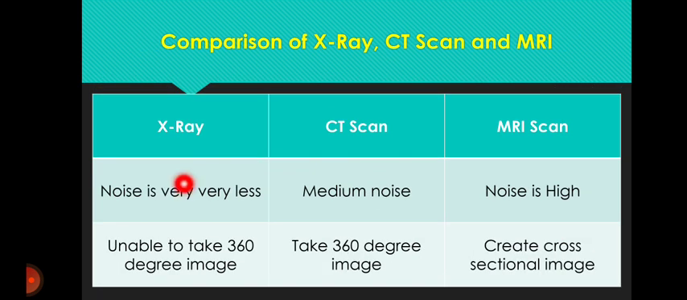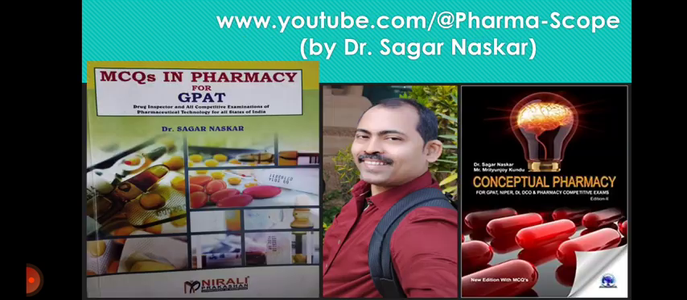In case of X-ray, the noise is very little, but in case of CT scan, noise is a little bit more, and in case of MRI scan, the noise is much more. X-ray takes only 2-dimensional images, so it is unable to take 360-degree images. CT scan, whereas, can take 360-degree images, and MRI scan creates cross-sectional images.